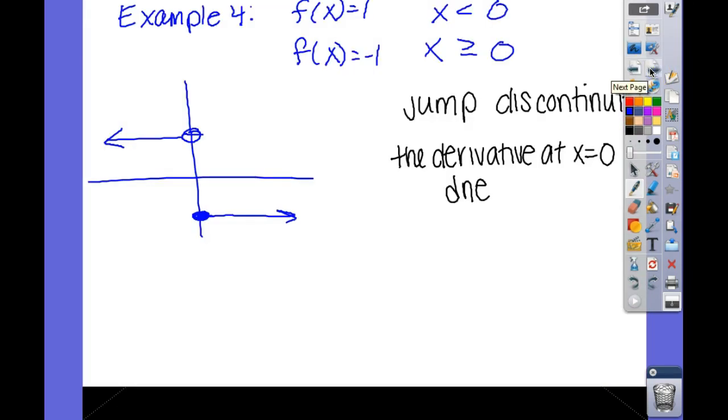Okay, and then example 4, that is jump discontinuity. So that is a piecewise function. So again, jump discontinuity or any discontinuity is not differentiable. Infinite, removable, or jump. This is just an example of jump.